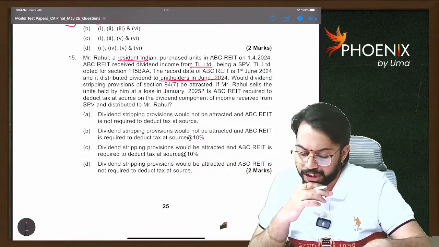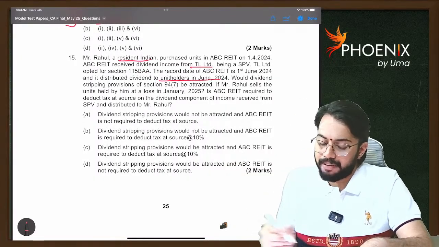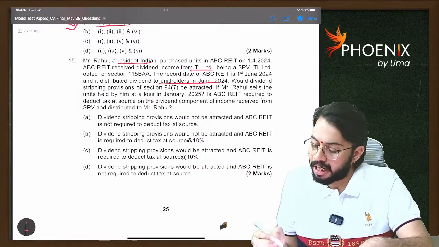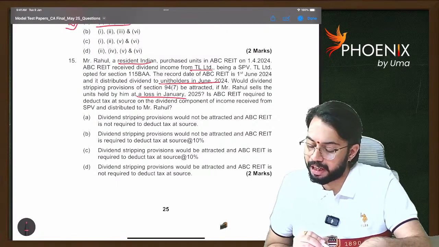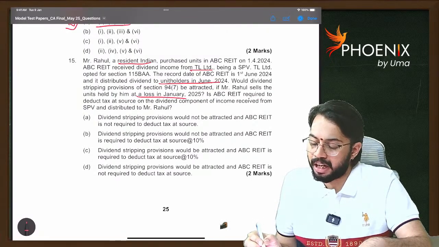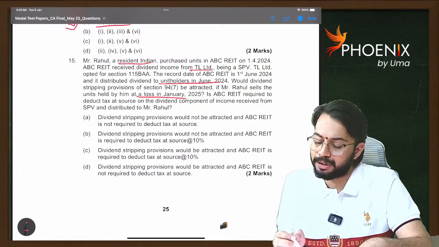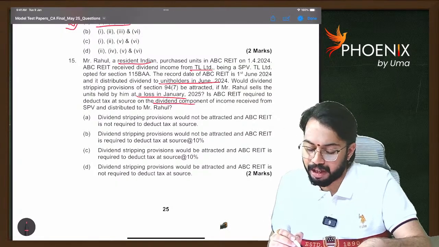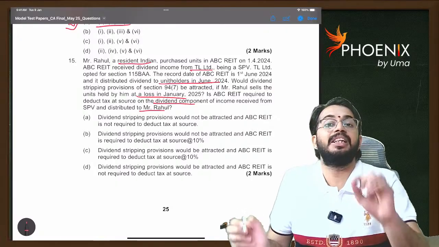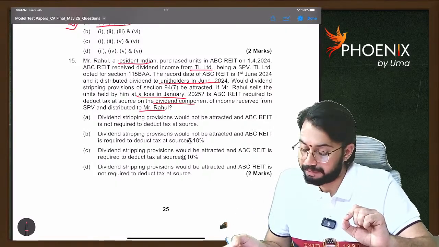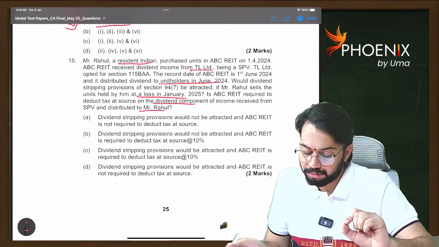Now let us see the question. Would dividend stripping provisions be attracted if Rahul sells the units held by him at a loss in January 2025? Is ABC REIT required to deduct tax at source on dividend component of income received from SPV and distributed to Rahul? Yes, TDS is required to be deducted.